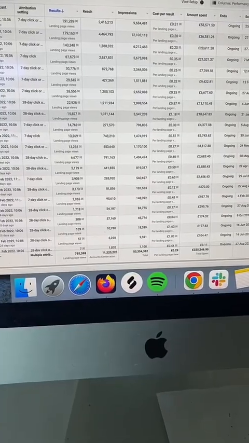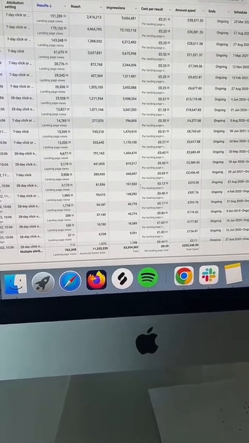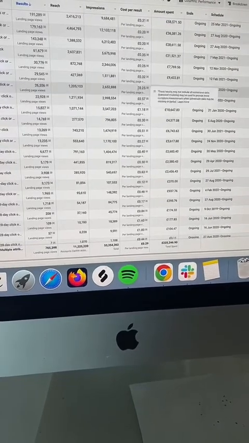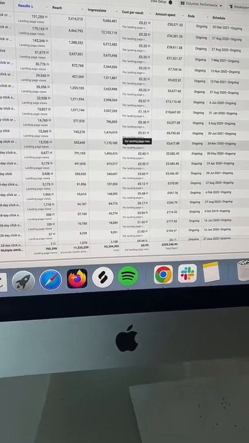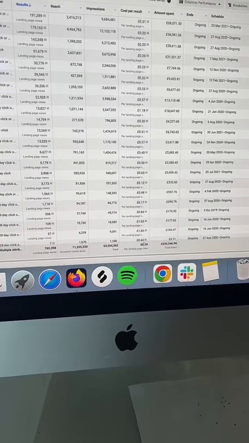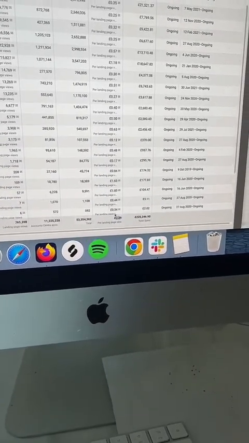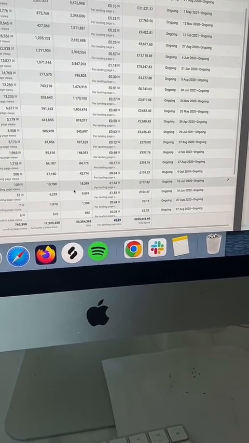So in this campaign, for example, all of these ad sets that you see, these are all driving landing page views. And you can see in this column where my mouse is what the cost per landing page view was. Our average cost per landing page view is around about 29 pence. And so we spent £225,000 here driving as many people as possible.